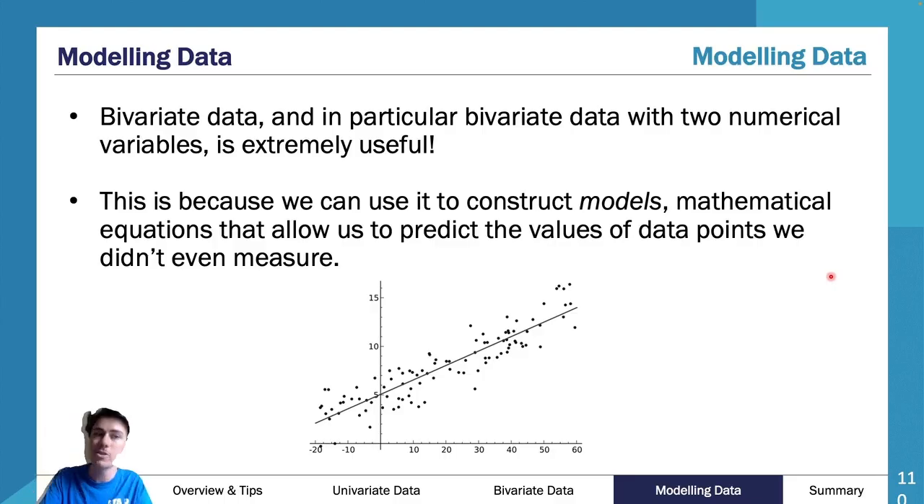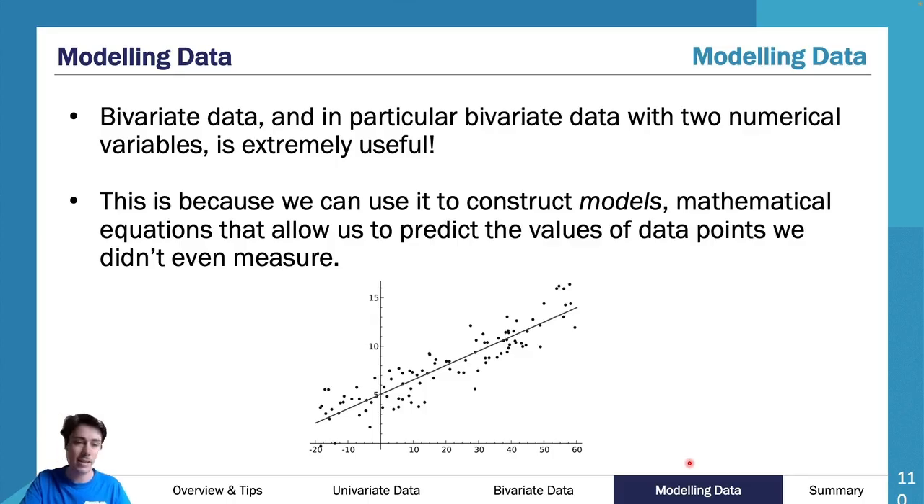So bivariate data, and in particular bivariate data with two numerical values, is extremely useful. This is because we can use it to construct models, mathematical equations that allow us to predict the values of data points we didn't even measure. So, as you can see here with our scatter plot, it clearly shows a trend, and it clearly would have a pretty strong R value. It's positive, and it's a linear form. What if I wanted to predict the value that was out here?